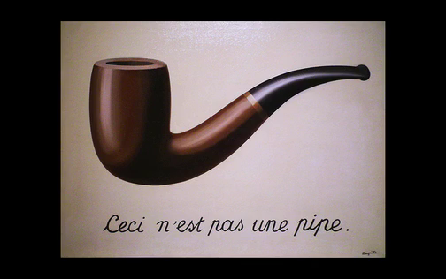And with the words underneath, it's as if you're looking at one of the flashcards you would have as a child. Right, that would say pipe, but it says this is not a pipe. That's right. And of course, he's right. It's not a pipe. It's a painting of a pipe. But it is a pipe.